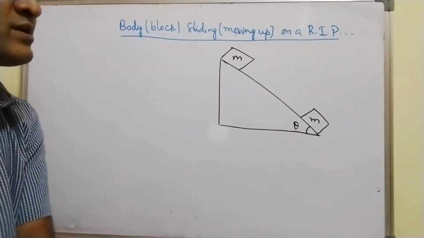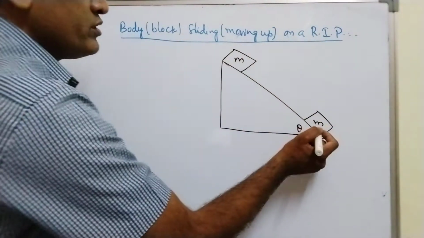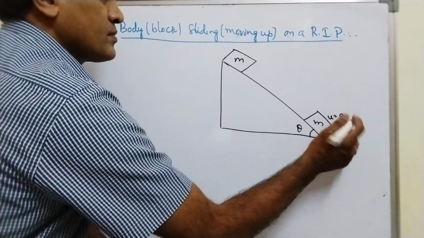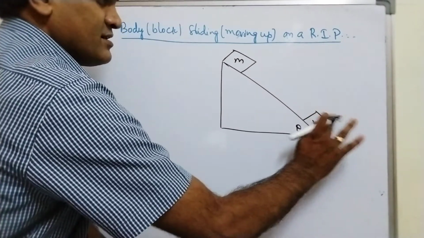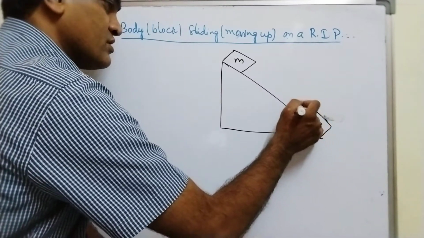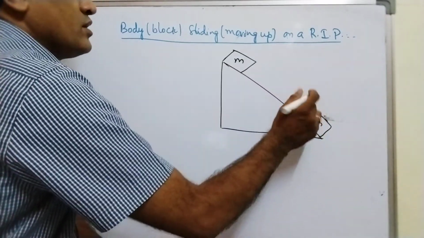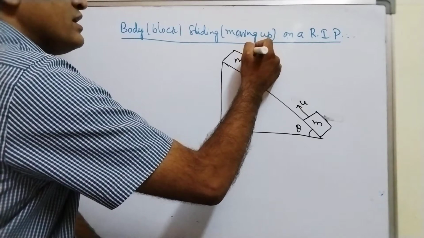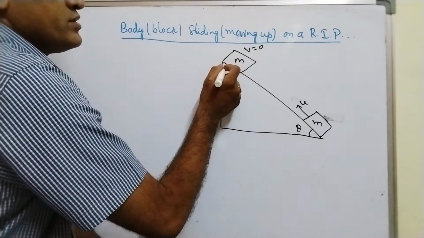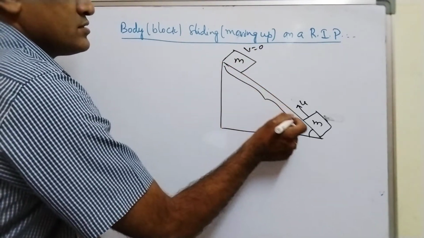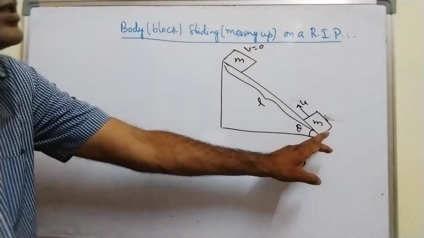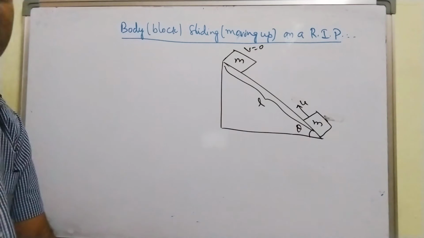Initially it travels with some velocity, let me take this as u, and finally v becomes 0. So it covers a length of the inclined plane as L. I am considering the distance travelled by the block along the inclined plane as L.